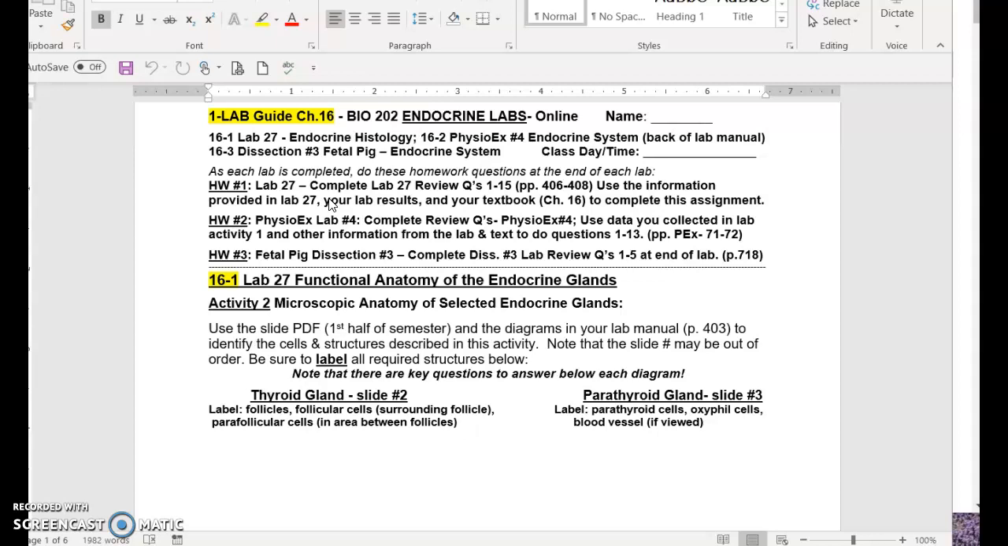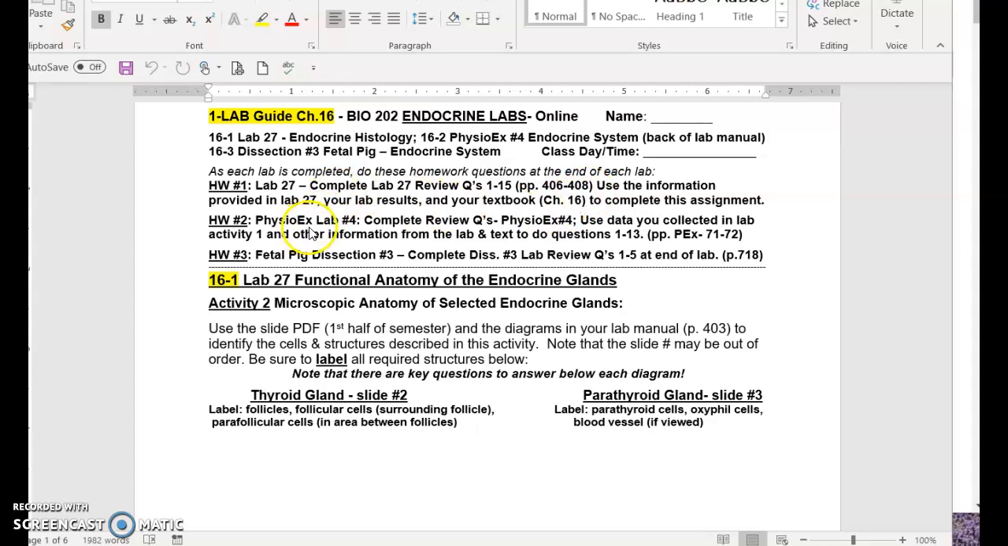So all of your homework questions will come from the lab manual rather than a textbook, even though they may cover the same kinds of materials. Anyway, so the three homeworks are from the three labs. These homework questions are always at the end of the lab. So if you keep turning pages, you'll see there are questions at the end of every single lab. And so the first questions, 1 through 15, are at the end of lab 27. And I even give you the page number, 406 to 408. So you need to complete those questions.